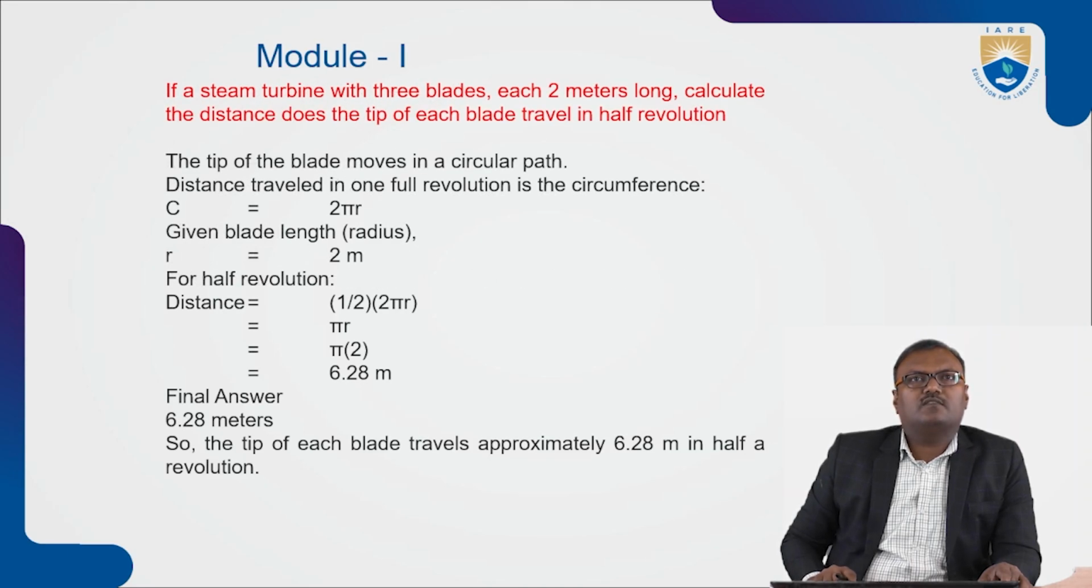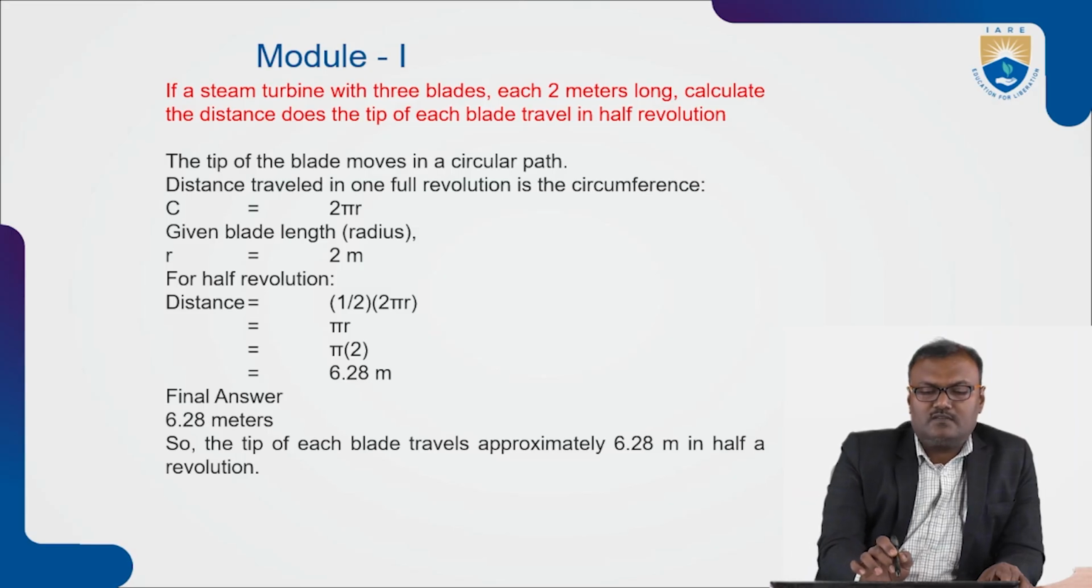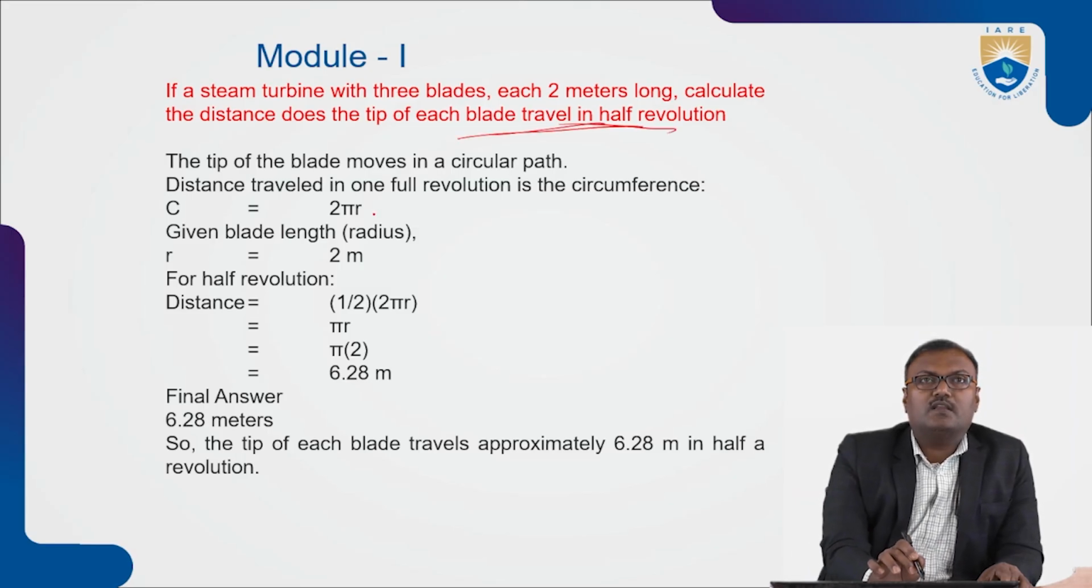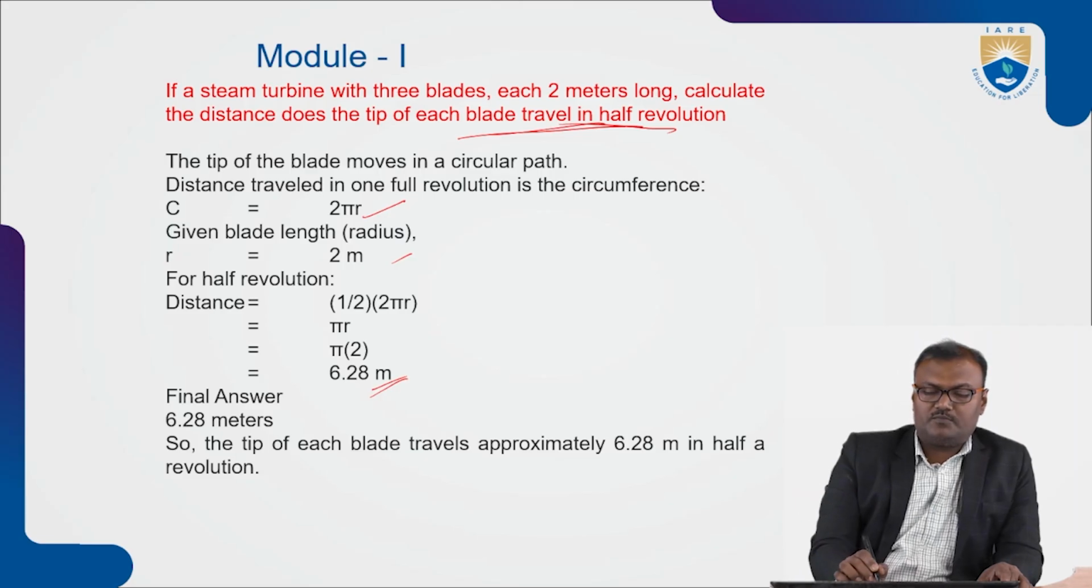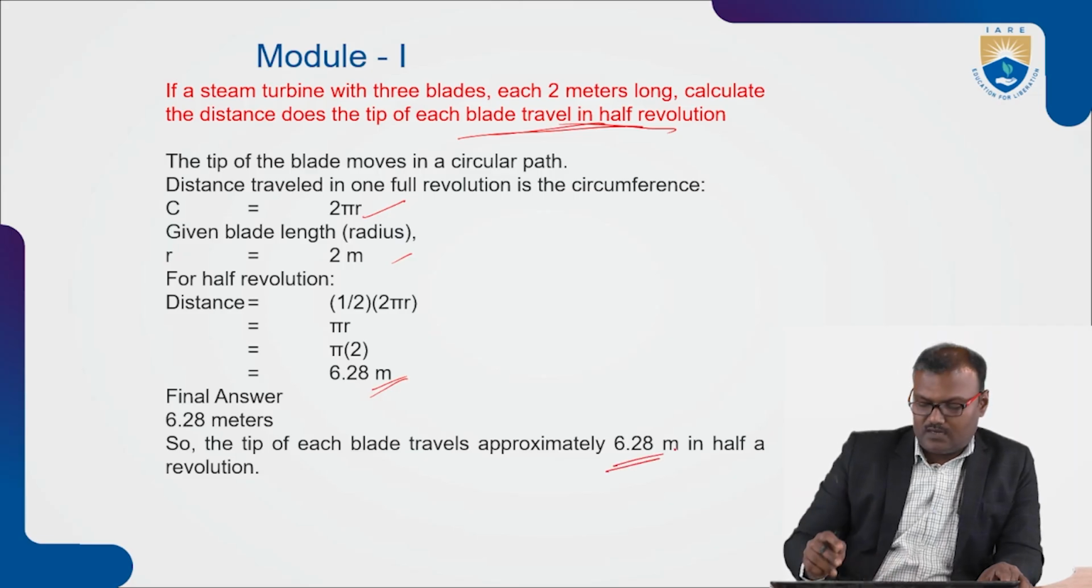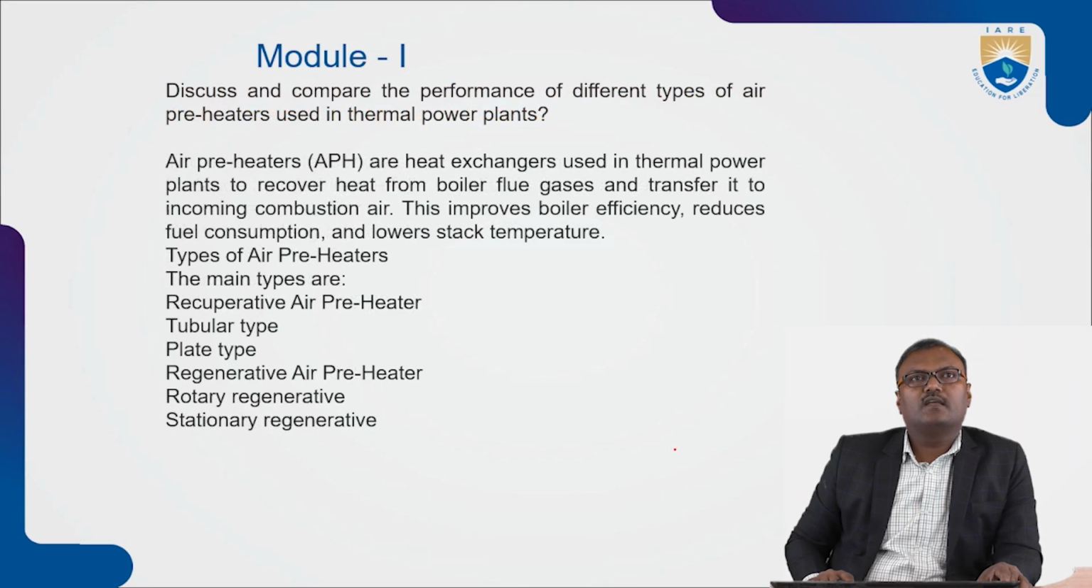And the next one is how much distance a blade can travel in half revolution. So in one revolution it is going to cover 2 pi r distance, where the radius is given as 2 meters, and the distance is 6.28 meters. So the tip of each blade travels approximately 6.28 meters in half revolution.